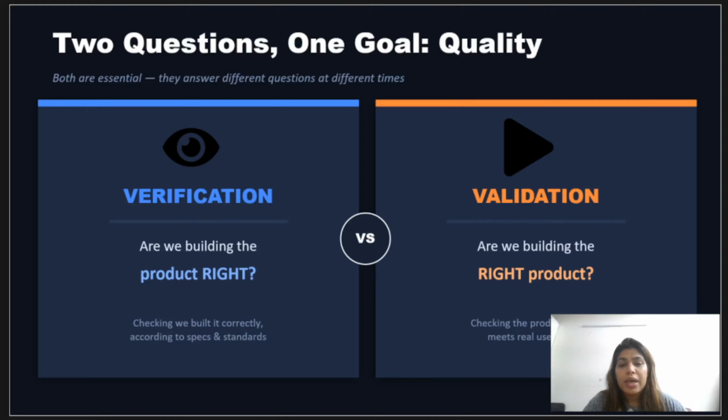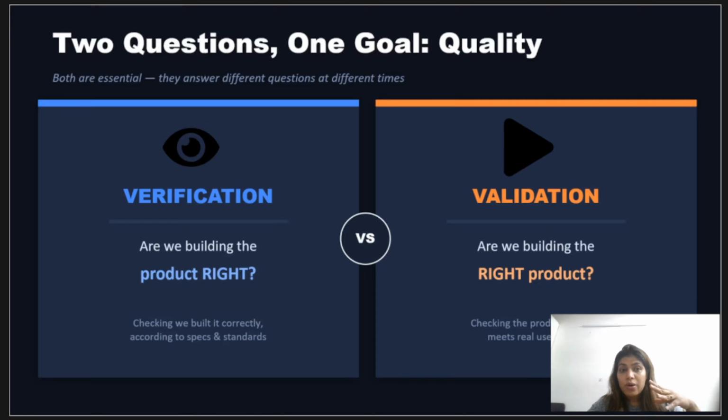Validation almost always involves running the software and seeing how it behaves. So, imagine you hired a builder. Verification is the inspector checking that the wiring meets code, the walls are the right thickness, the blueprint was followed exactly. Validation is you walking in and asking, is this actually the house I wanted to live in? Are the rooms where I need them? Does it work for my family? You can build a house perfectly to a blueprint and still build the wrong house.